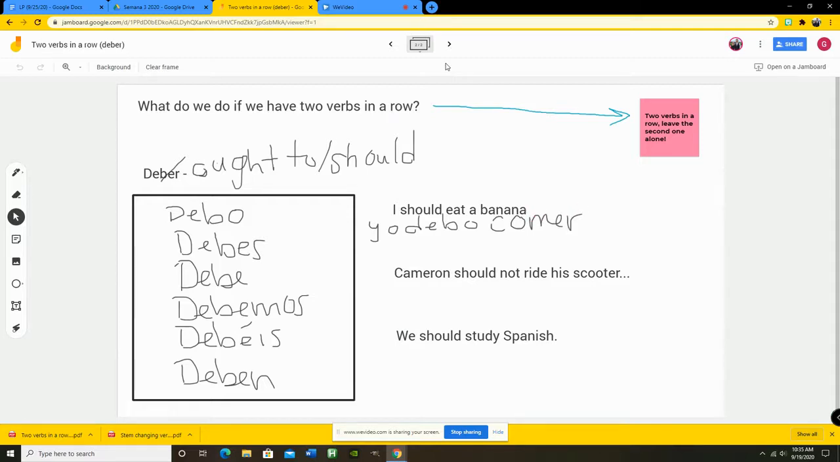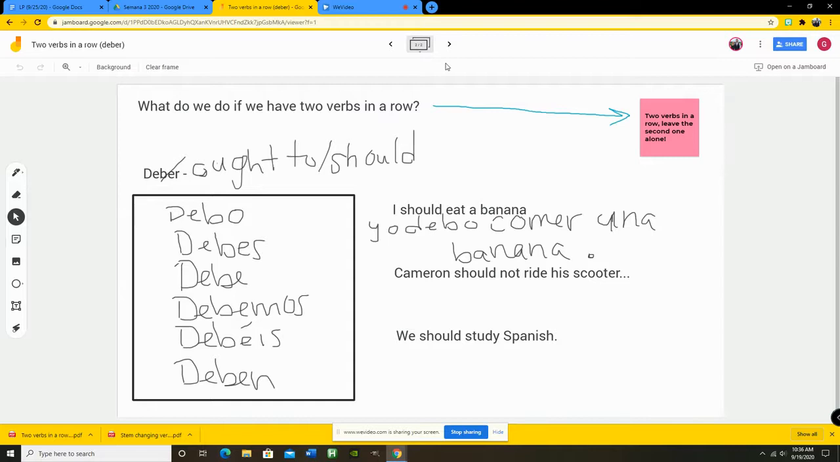A banana, una banana. Or plátano. But plátano is more of a plantain banana. I'm going to put a period at the end of my sentence. So this says, I should eat a banana. Yo debo comer una banana.